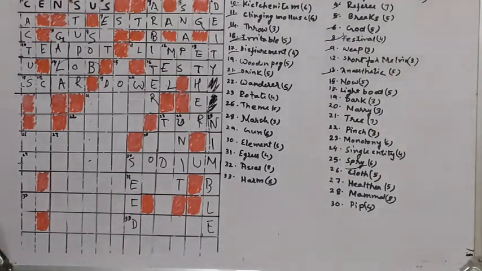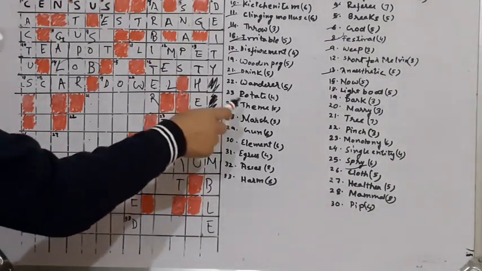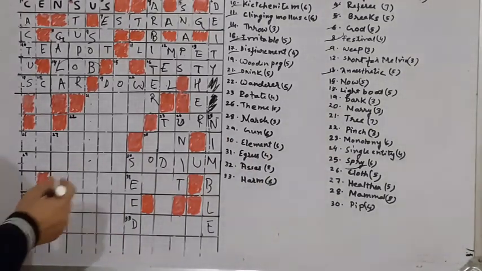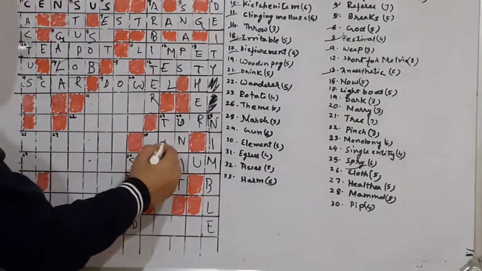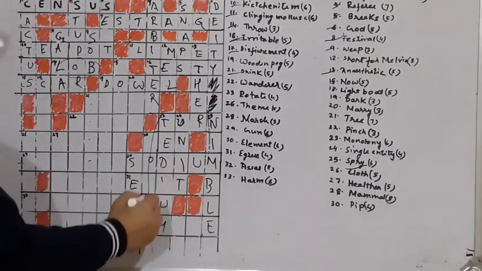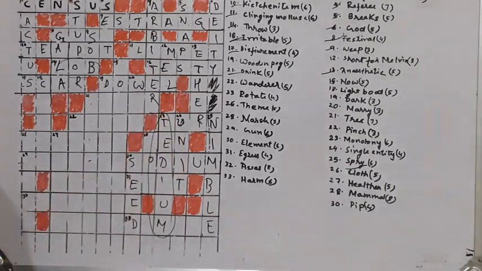Right? 23 down, we can see it is monotony. 23 down, it is monotony. Means T-D-M. This word is very new for you, tedium, right? So you can learn this word. It will be helpful for you because you have got the chance to learn a new word, right? So this you can see.